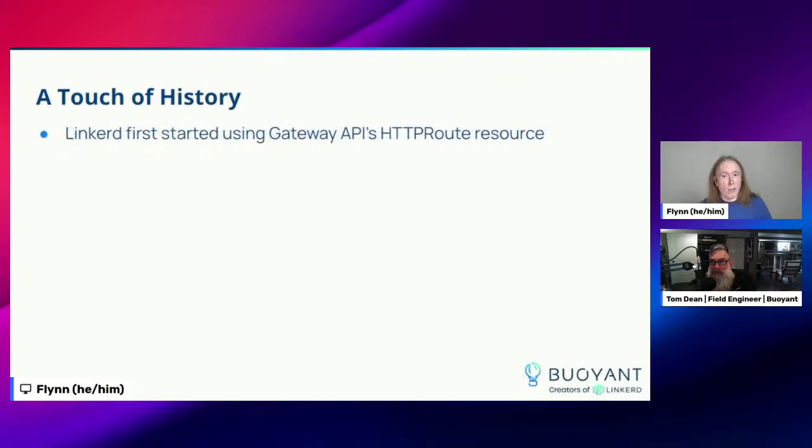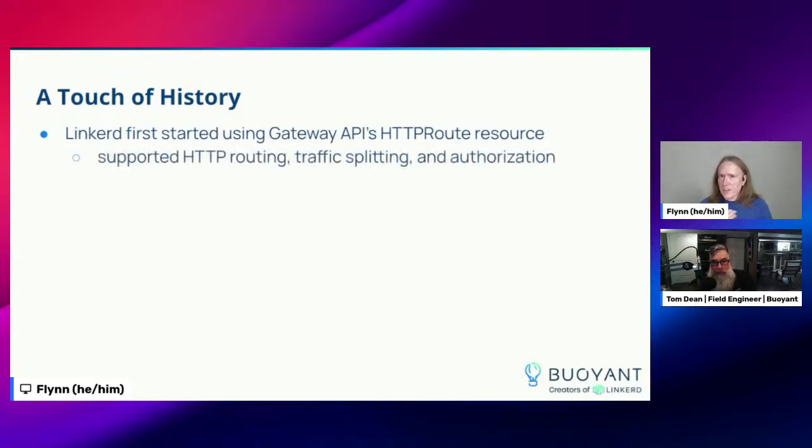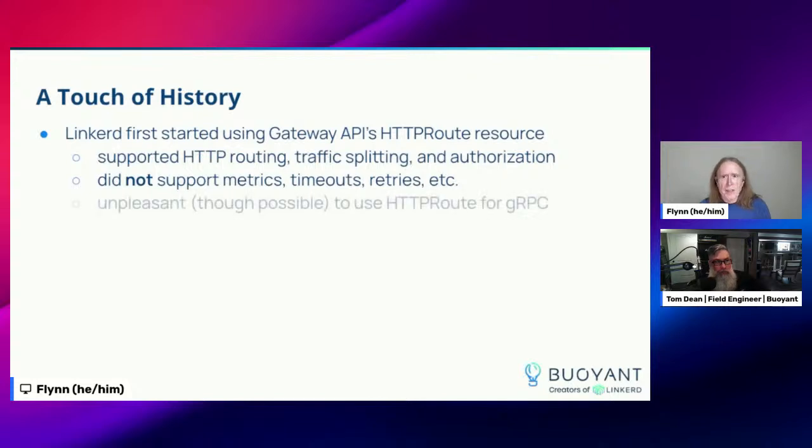Back in 2.12, we started with the HTTP route resource. In our initial support, you could use it for routing. You could also use it for things like traffic splitting and canaries and fancier things like that, which we broadly describe as dynamic request routing. You could also use it for authorization. You could not use it for per-route metrics or for timeouts or for retries. And that was obviously a problem.